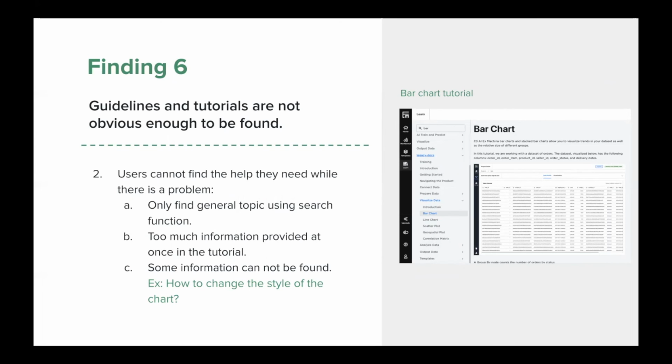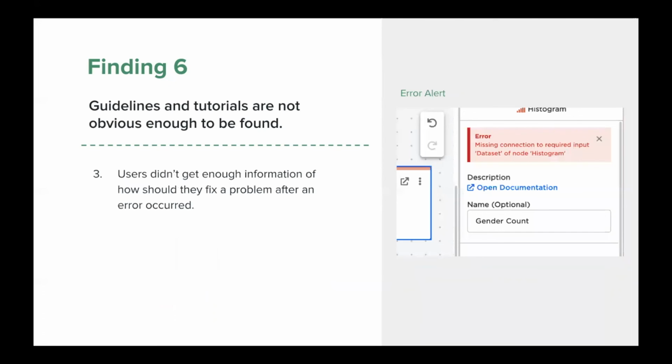Also, we found that some of the information is not recorded in the tutorial. For example, when users are trying to change the style of the chart, the way they can do this is not documented. At last, users do not get enough information on how to solve a problem when it occurs. The system does not provide enough hints of how to deal with the issue.